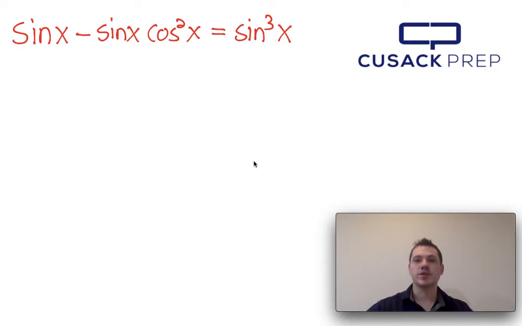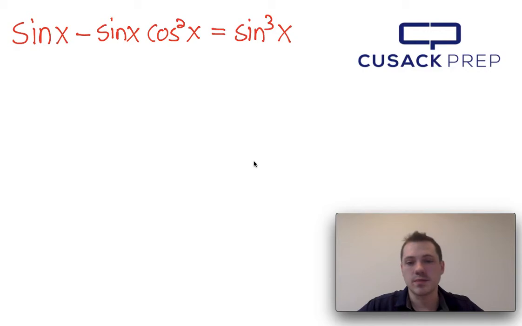Here's another video describing how to solve a particular trig identity. So the trig identity that we have here is sine of x minus sine of x times cosine squared of x is equal to sine cubed of x. Now, in order to solve this problem, we kind of run through a list of ideas of things that we're able to do with trig functions.